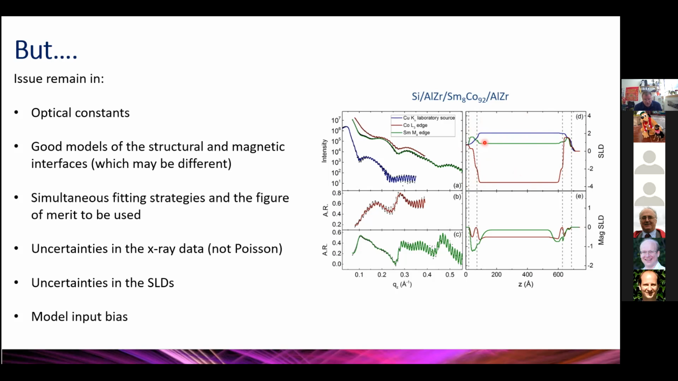In terms of X-ray data, the uncertainties in the data itself are not Poissonian, so we don't really know what the uncertainties are, and that does impact how the fit evolves. It takes a long time to do these simultaneous fits, so it's not entirely obvious how you're going to go about and understand where the uncertainties of those SLDs are, because running them 20 times is computationally very difficult. And we've got to try and move away from this input bias generated by how we set up our models for the fitting.